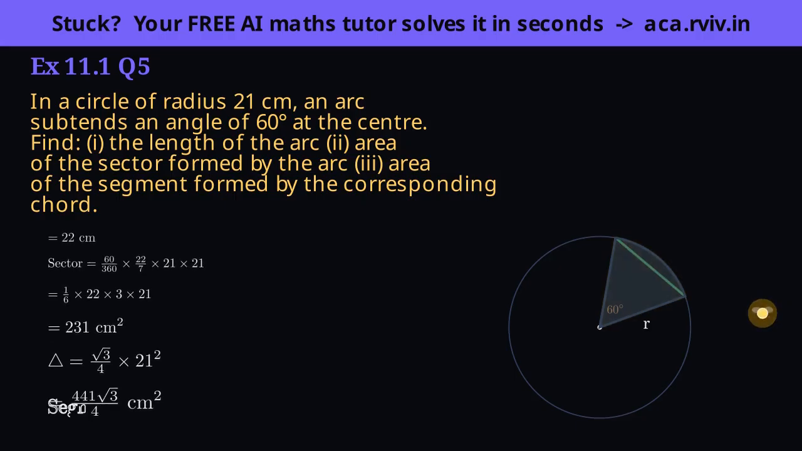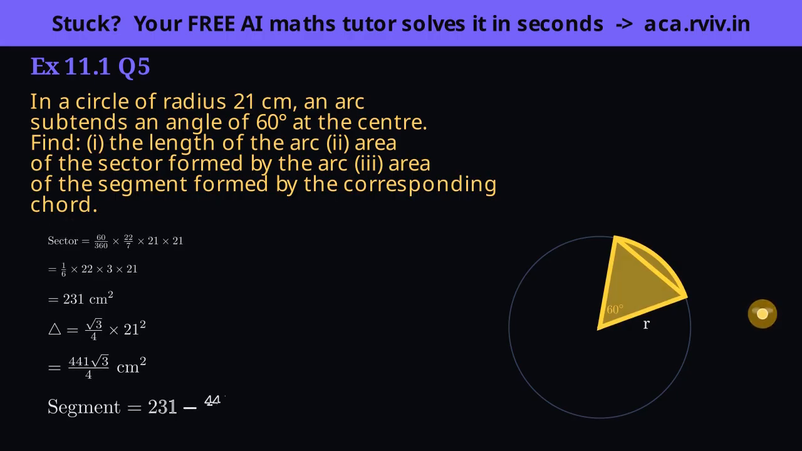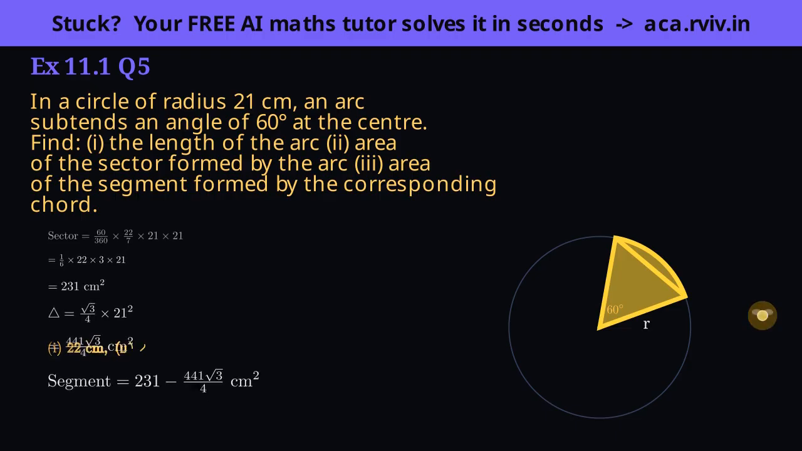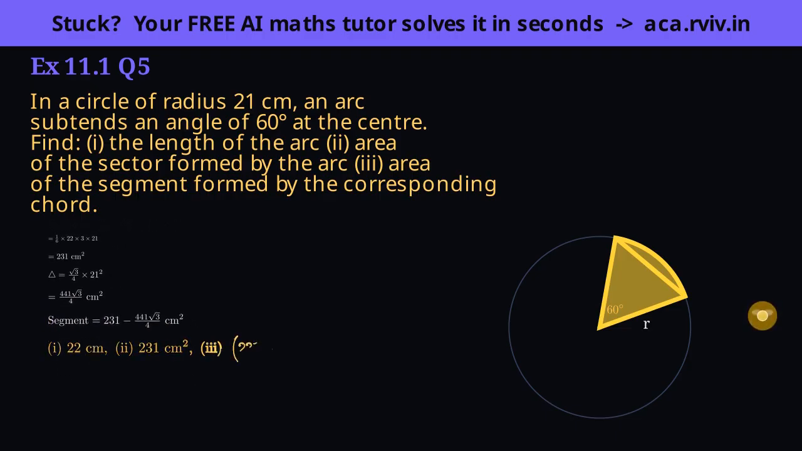Finally subtract this triangle from the 231 sector to get the segment, following our segment equals sector minus triangle rule one more time. The gem to remember: whenever the central angle is 60 degrees, the two equal radii force the triangle to be equilateral, so you can reach straight for √3 over 4 times the radius squared instead of dropping perpendiculars.